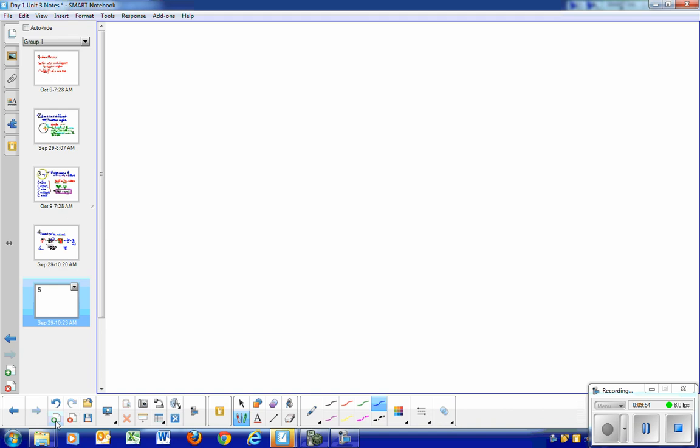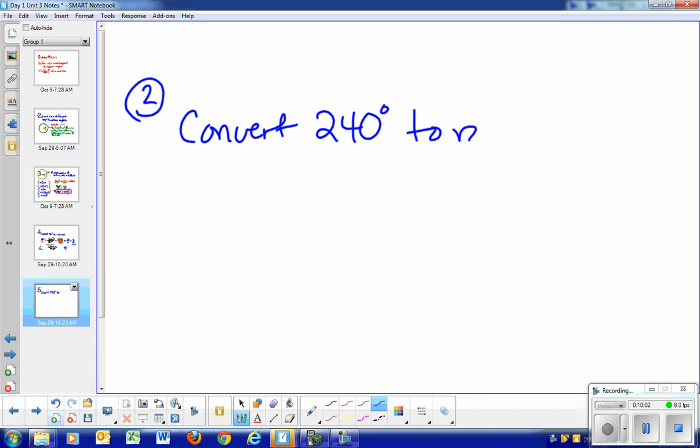Okay, let's get to our second example. Okay, convert 240 degrees to radians. Okay, I'd like you to pause the recording and try this, and then come back and see if you got it right, because it's really similar to the previous question.